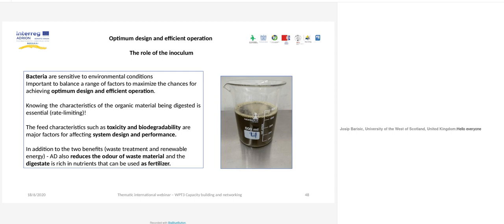It's important to know the characteristics of this organic material to be digested, and often this is rate limiting. It can inhibit the whole process. So the feed characteristics such as toxicity and biodegradability are major factors affecting system design and performance.